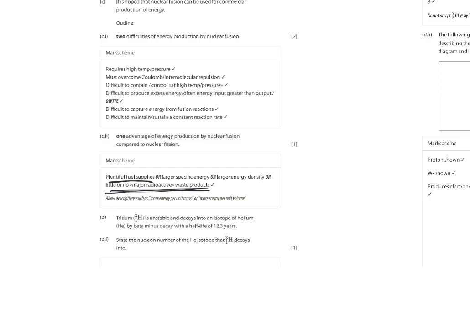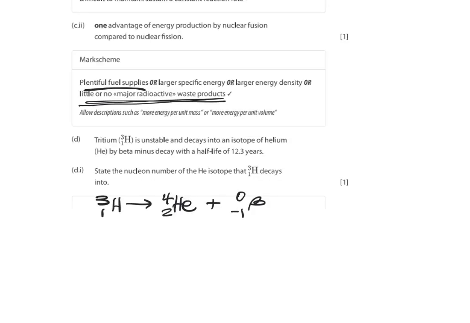All right, D. Tritium is unstable, decays into an isotope of helium by beta minus decay. And so here's the reaction we're talking about, tritium decaying into helium by beta minus decay. Beta minus would just be an electron that has a Z, a proton count, of -1 because it's negative. And so that works. We have 1 becoming 2 minus 1, and that balances out.